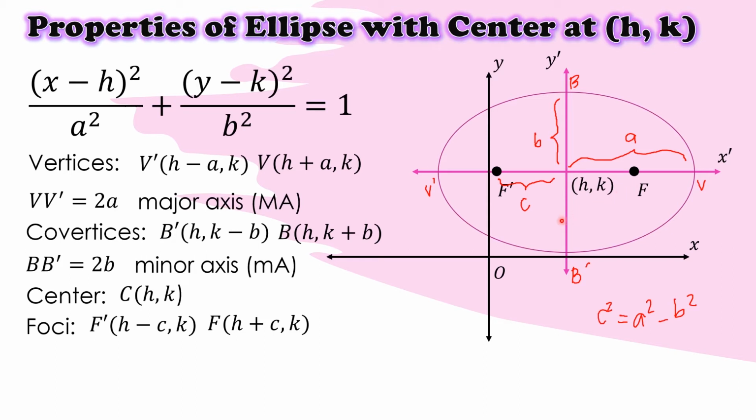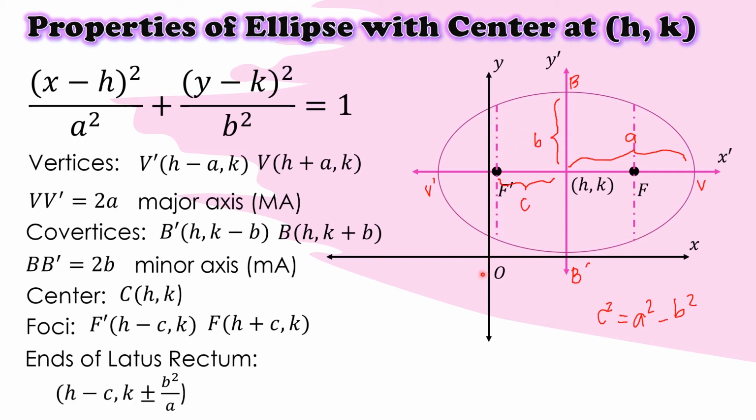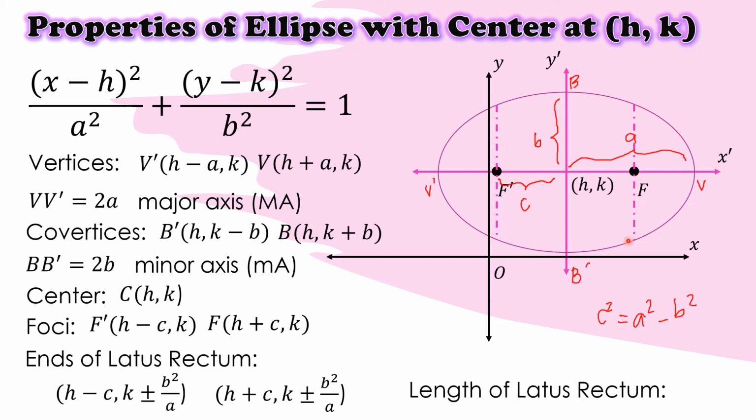The chords of the ellipse perpendicular to the major axis and passing through the foci are called the latus rectum of the ellipse. The ends of the latus rectum are with coordinates (h minus c, k plus or minus b squared over a) and (h plus c, k plus or minus b squared over a). The length of the latus rectum is equal to 2b squared over a.